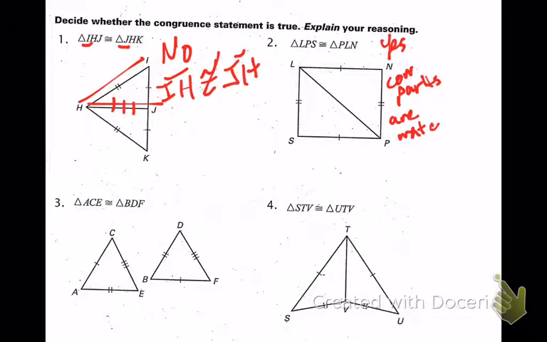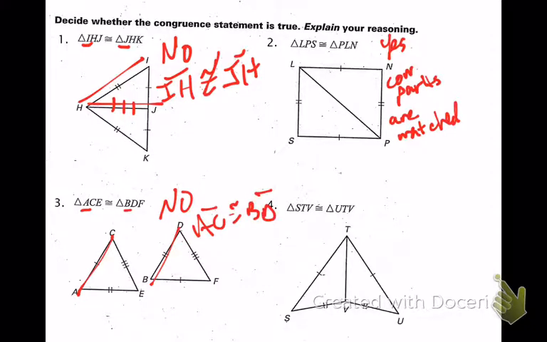Okay, something to that extent. Okay? And that's what you're looking for. So here in number 3, AC and BD would have to be your congruent parts, AC and BD, and they're not. And it's because AC is not congruent to BD.